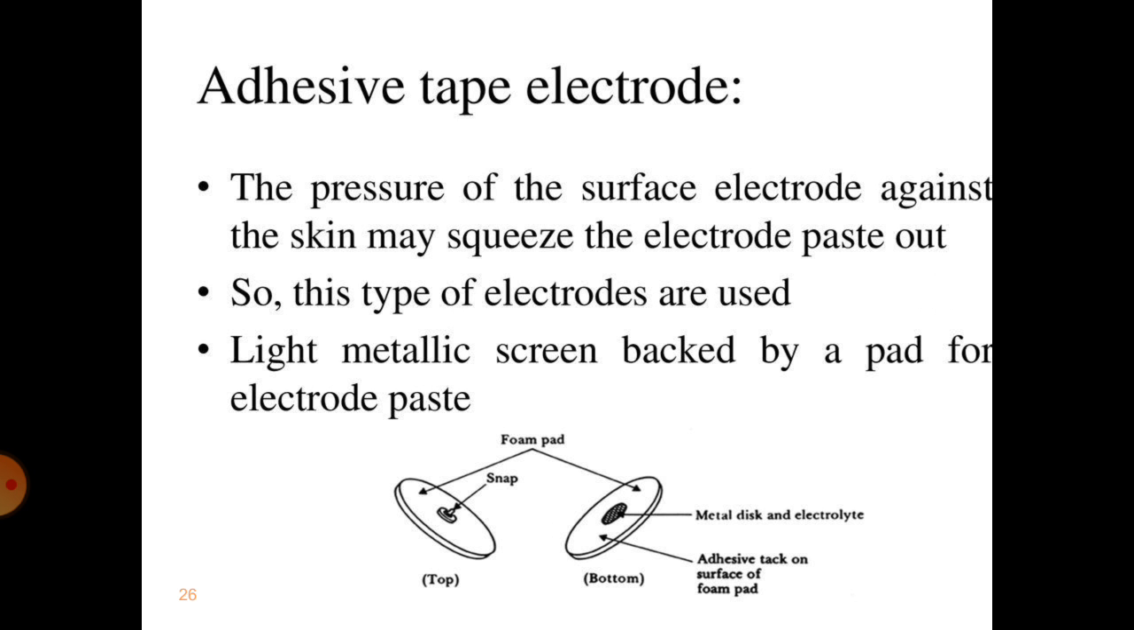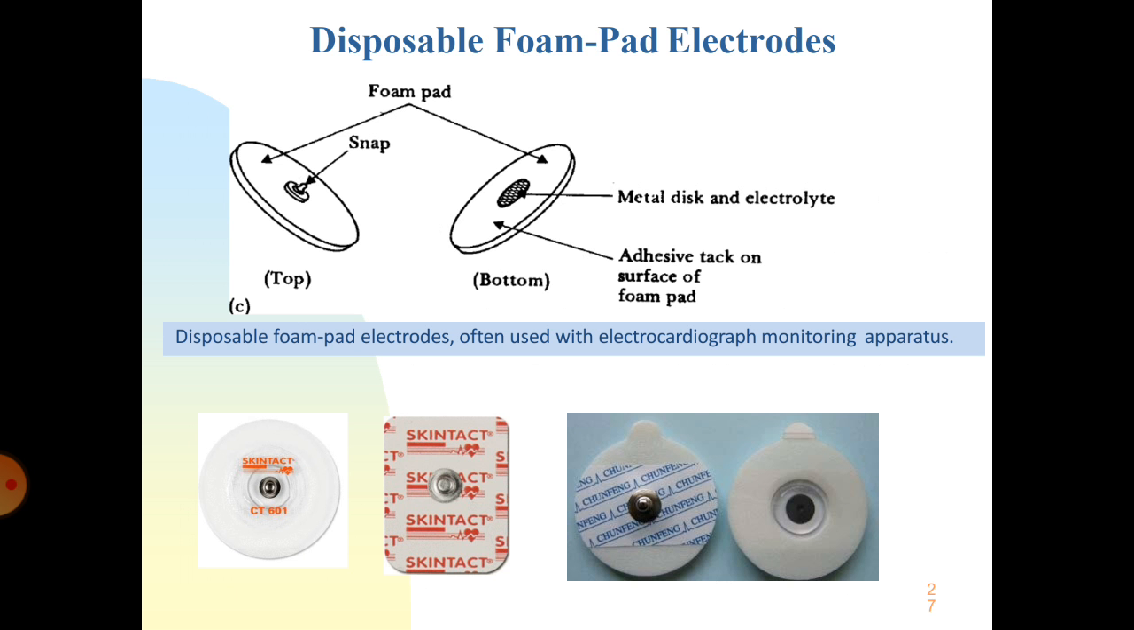The next is the adhesive tape electrode. The pressure of the surface electrode against the skin may squeeze the electrode paste out, so this type of electrode is used. It is a light metallic screen backed by a pad for electrode paste. This diagram shows the adhesive tape electrode. This slide shows the disposable form of pad electrode.